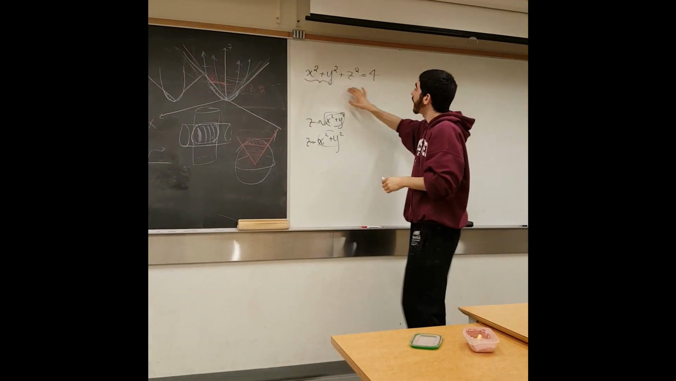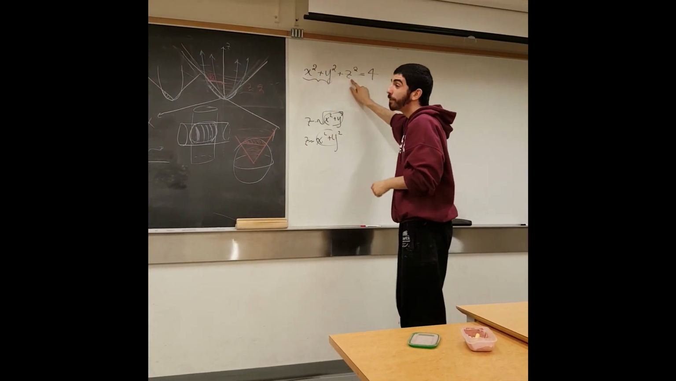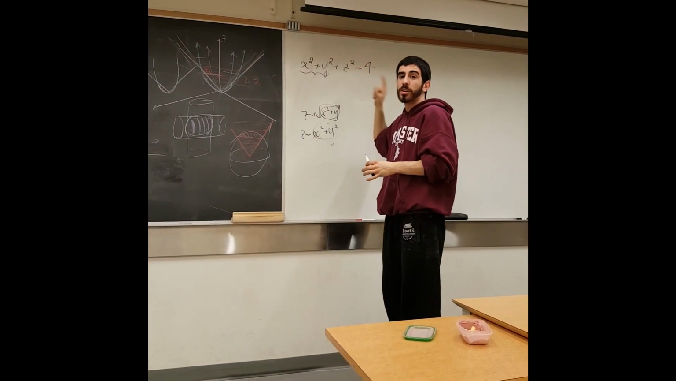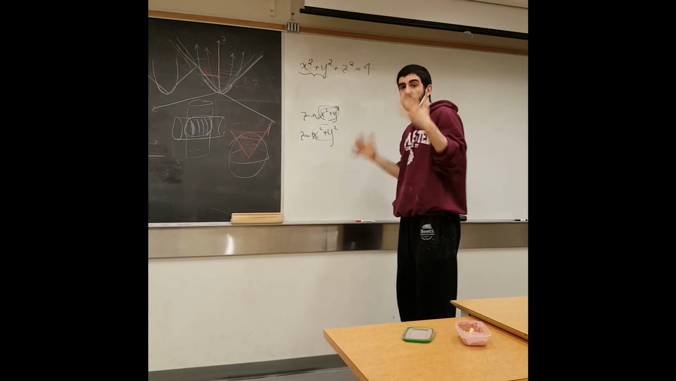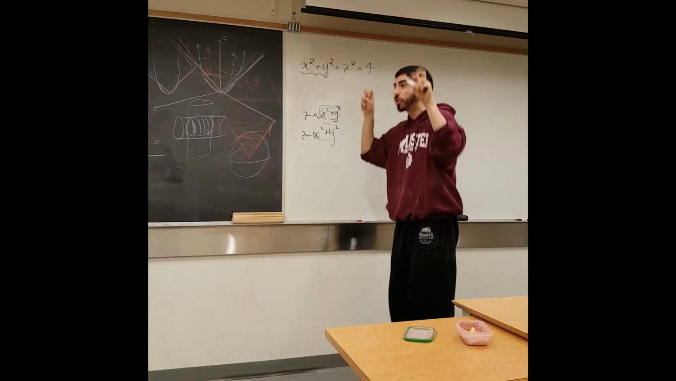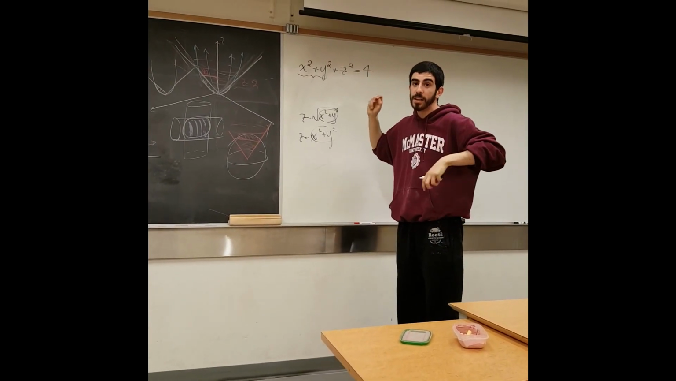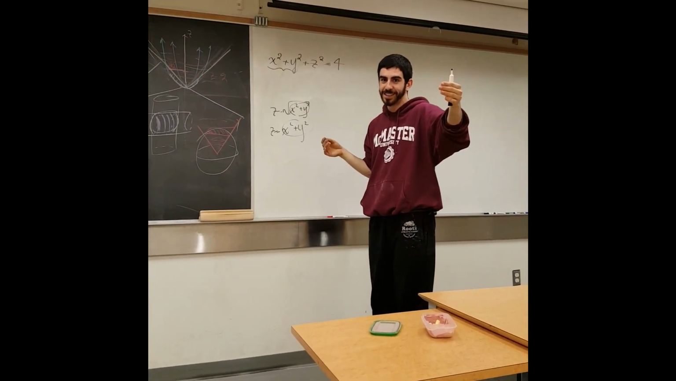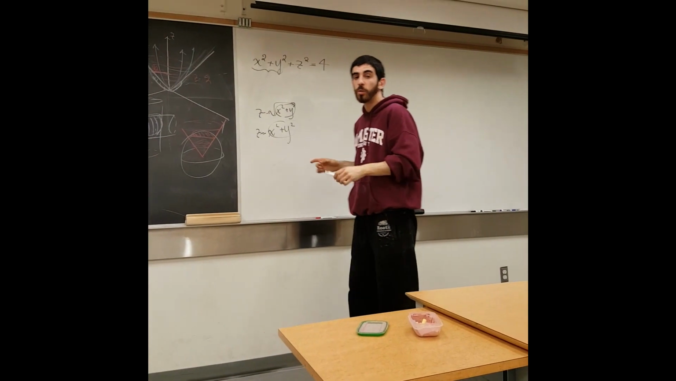This is like if there were 3 variables, x squared plus y squared plus z squared is equal to 4, we might anticipate the equation for a circle in 3D. But a circle in 3D is called a sphere, right? So what do I mean by this?